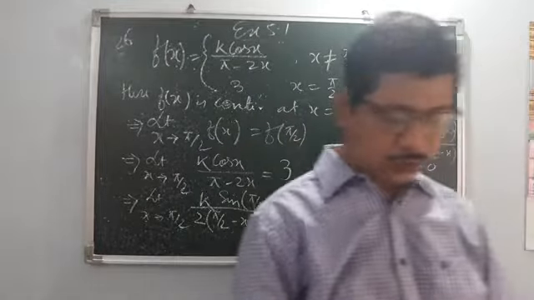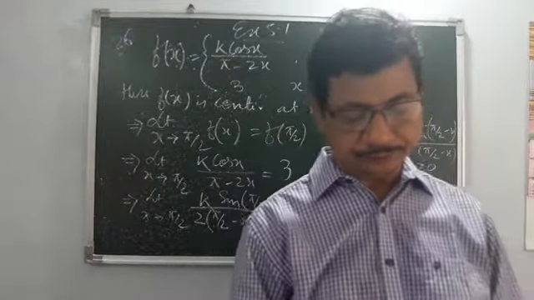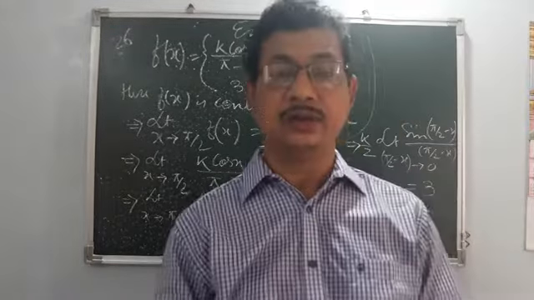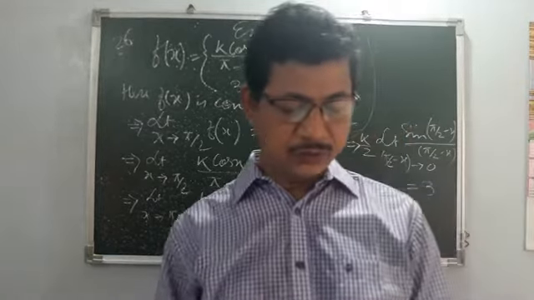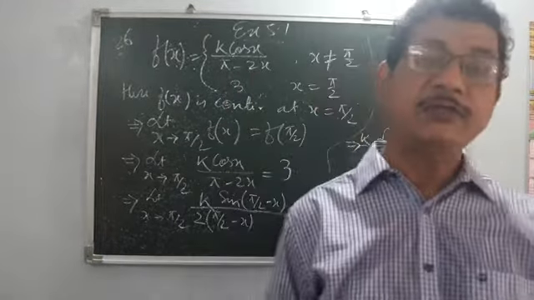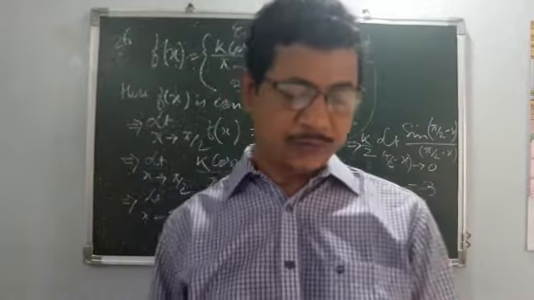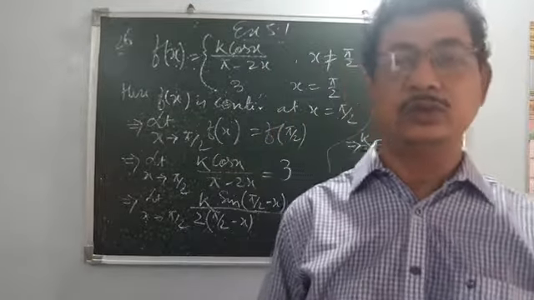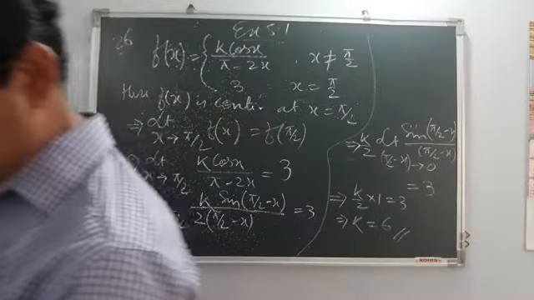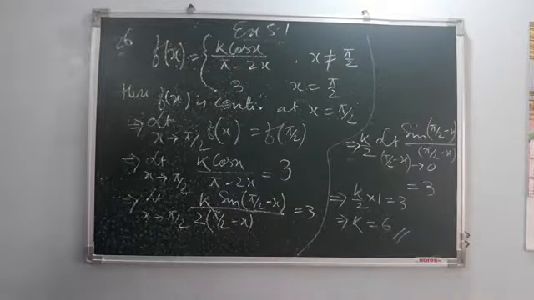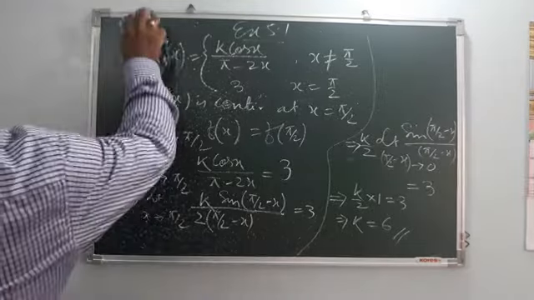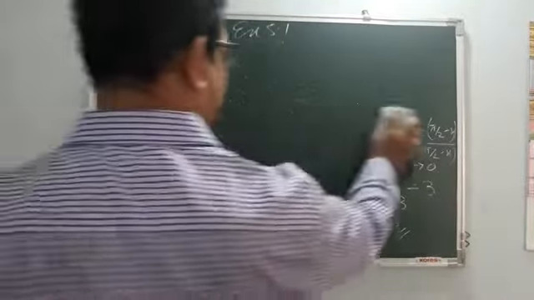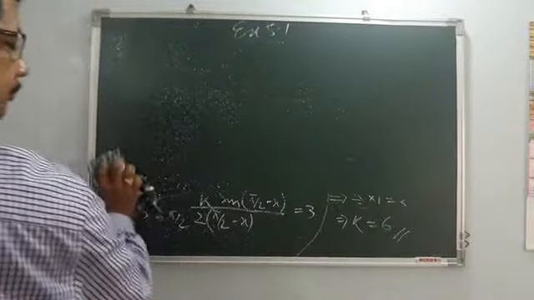This way, question number 27 is given. The function defined by f(x) equal to kx square if x is less than or equal to 2, and f(x) is 3 if x is greater than 2, at x equal to 2. At x equal to 2, the function is continuous, given. And you have to find the value of k here.